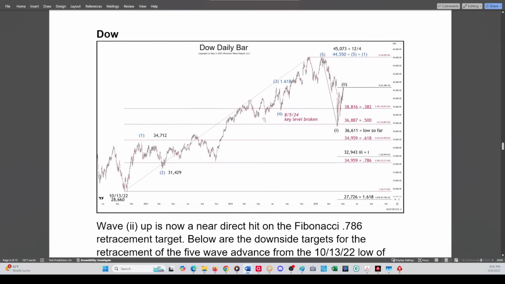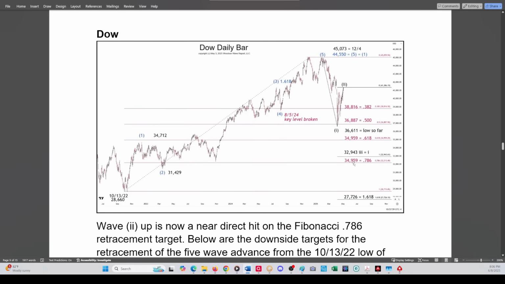Here we have the Dow again in the blue, 1, 2, 3, 4, 5 up. Okay, and then we've got a 1 down. Again, the key level was broken here. All right, we have a 1 down and a 2 up. And as you can see, the Dow in wave 2 up has not retraced nearly as much as the other indexes. It's still way down here.